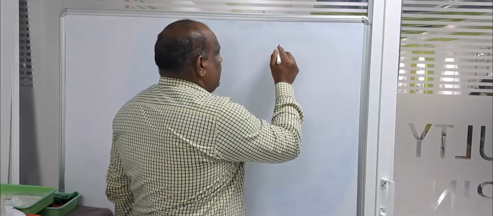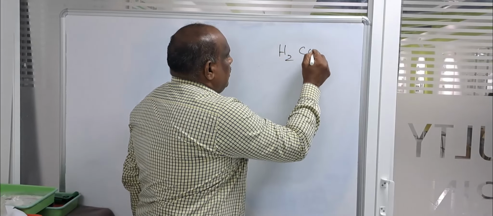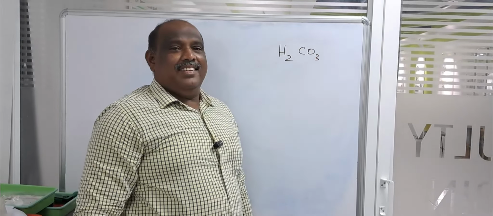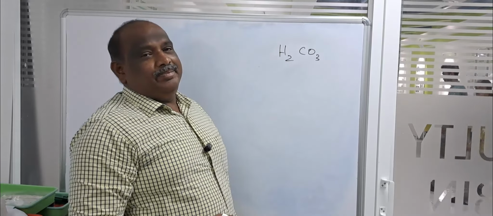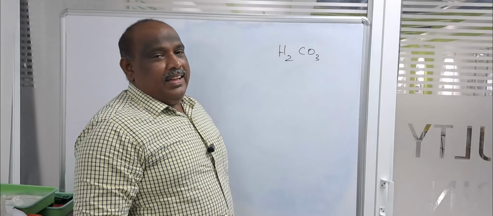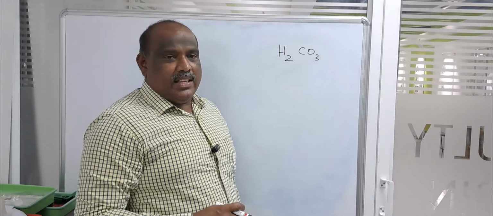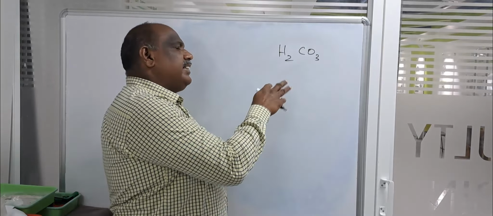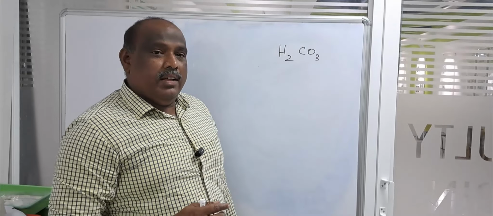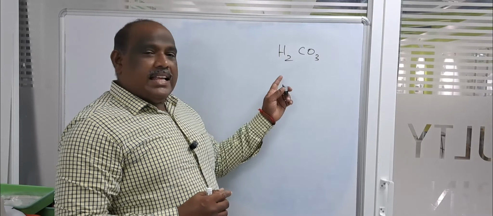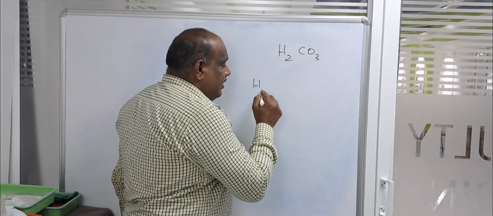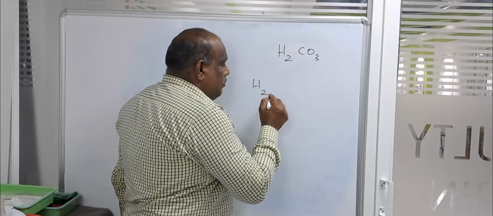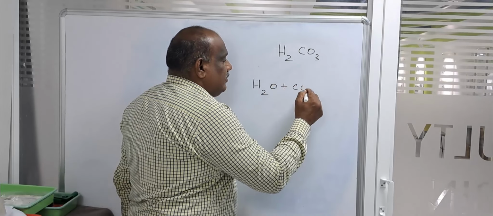Now, let us go with another acid. Do you know this acid? Hydrogen carbon is the common name. What is the acid? Carbonic acid. This is called carbonic acid. Can you think how this acid may be formed? This acid is formed by mixing water with carbon dioxide.